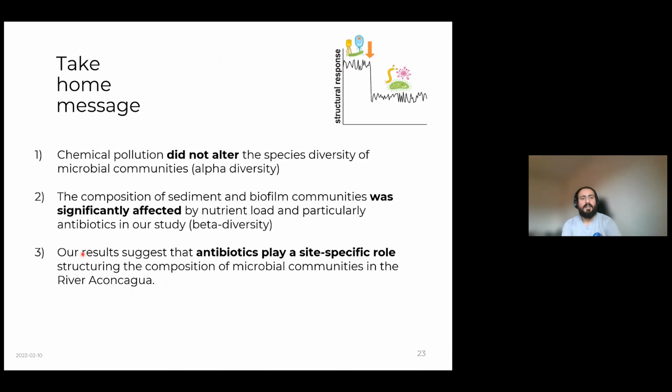So finally, I would like to highlight at least 3 points from our study. One, chemical pollution by organic chemicals did not affect the species diversity in the River Aconcagua. Two, the composition of the sediment and biofilm communities was significantly affected by nutrients and particularly by antibiotics in our study. And finally, our results suggest a site-specific role of antibiotics in structuring the community composition in the River Aconcagua.